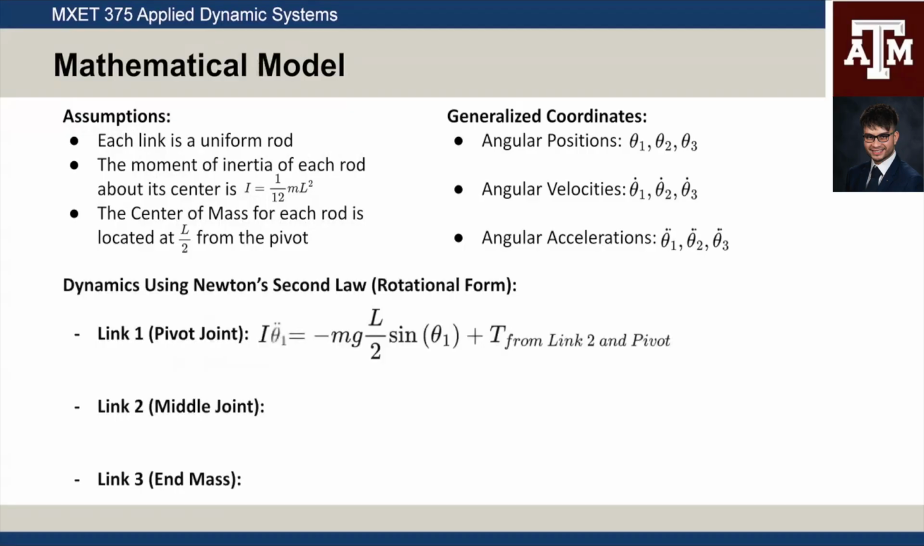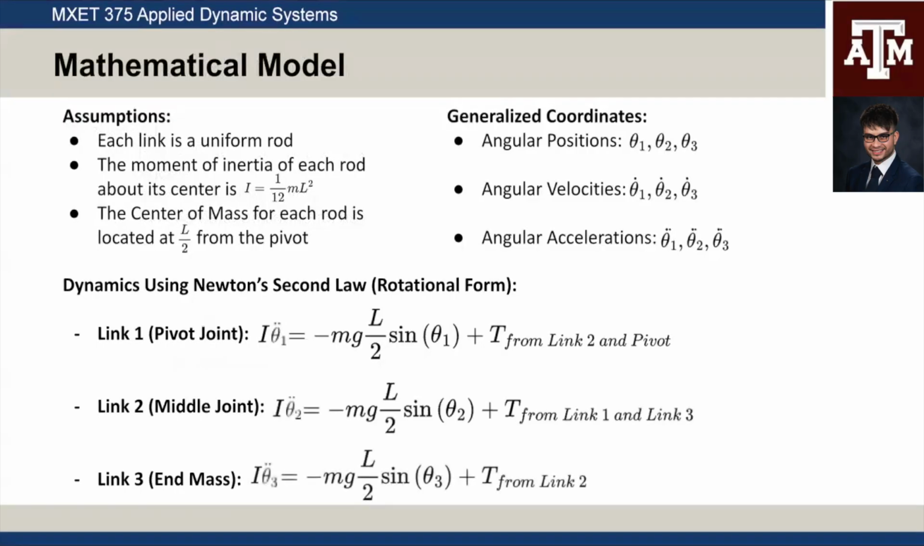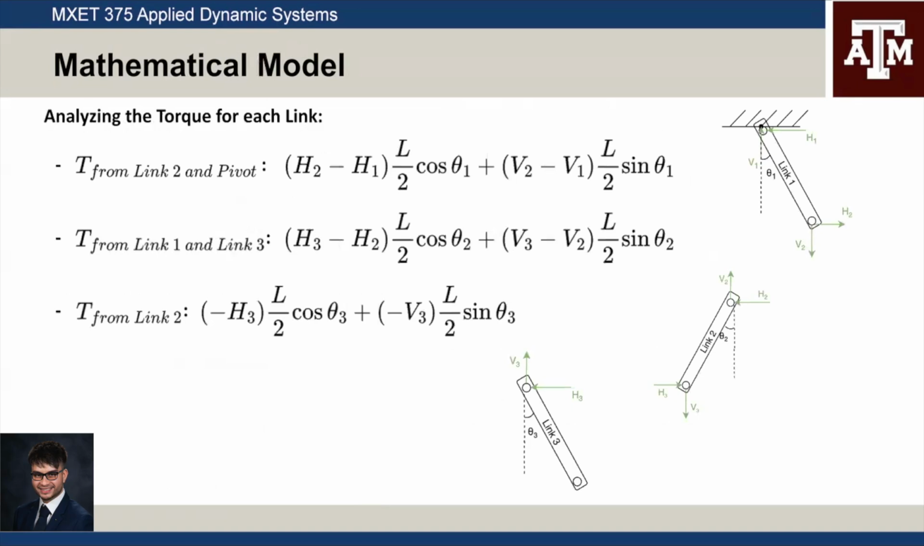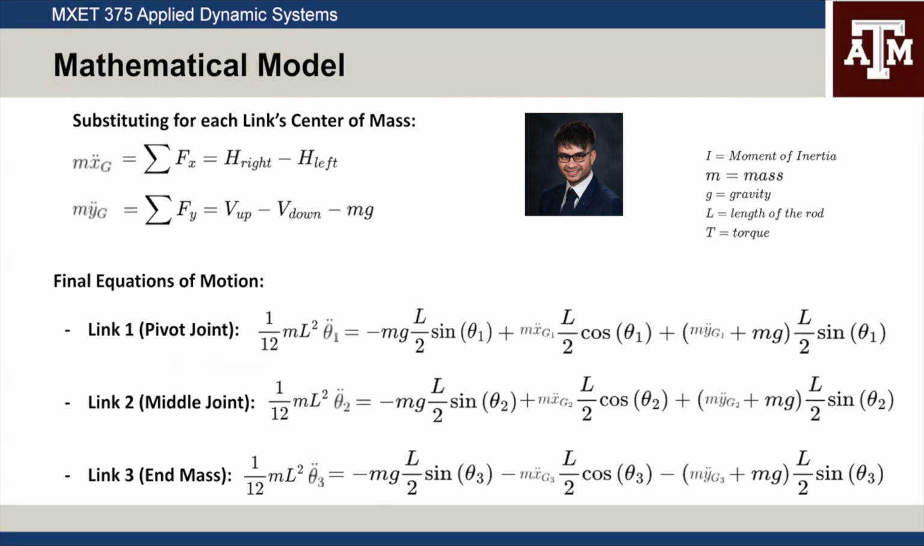So we started with the equations with the torque due to gravity plus the torque from each of the ends of the link. These are the definitions of the constants and variables. And here I analyze each of the rods separately. So this is the torque due to each of the ends. And then here we substitute MXG and MYG. And then we finally got our final equations of motion, as you can see here.